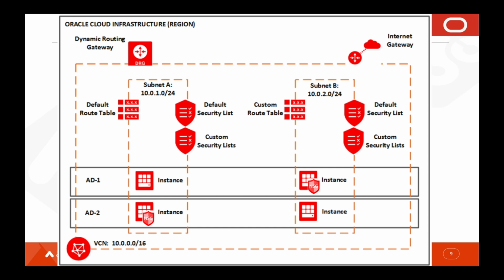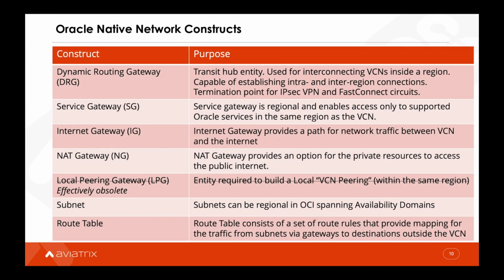Interestingly, the very same gateway is used for termination of the fast connect, which is the private circuit available in OCI to connect you directly with your data center. So now let's summarize different types of gateways that we have in Oracle Cloud. First of all, we have dynamic route gateway. We just mentioned it. This is the termination endpoint for IPsec tunnels.